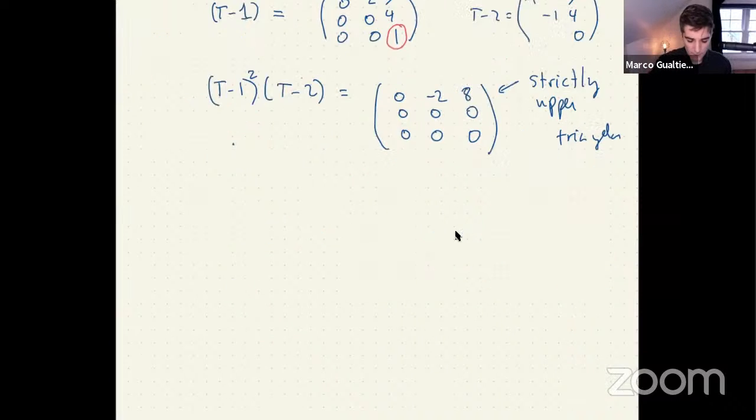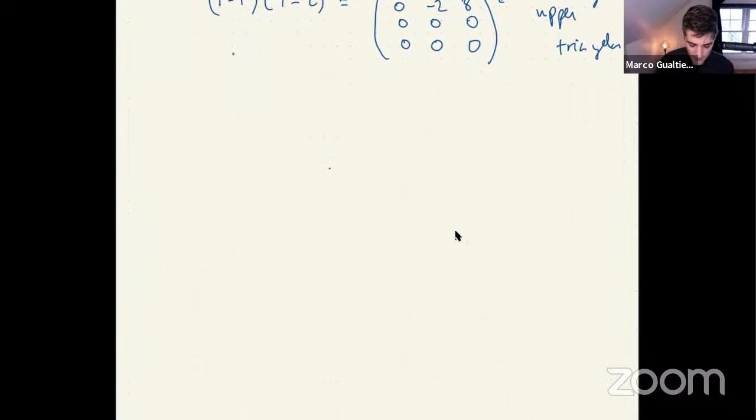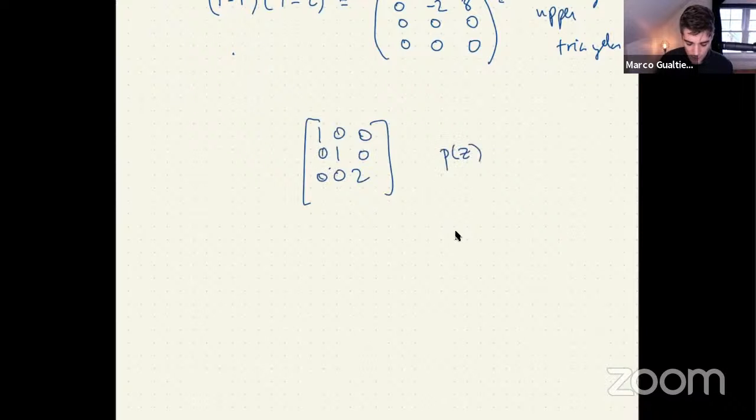So for example, here, if you did something like this, 1, 1, 2, then the minimal polynomial of this is just z minus 1 times z minus 2. You don't need a square here. That's not necessary in order to get the minimal polynomial.